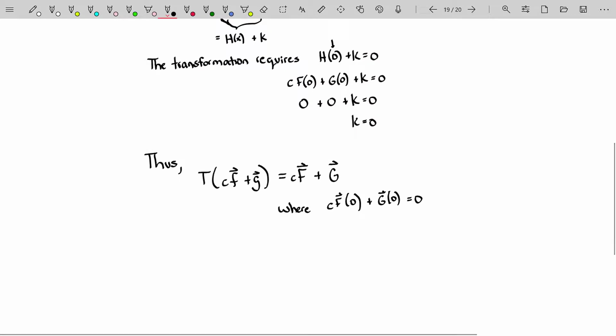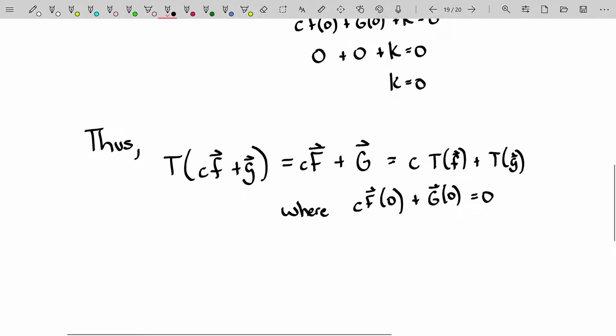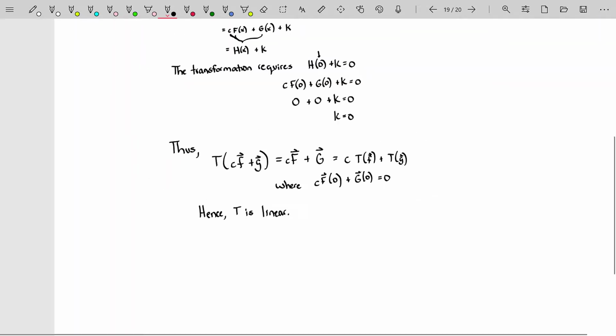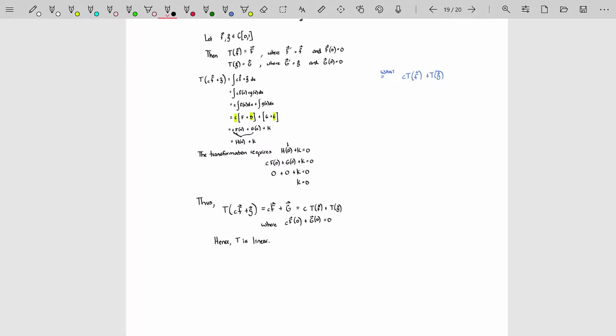And that shows linearity, because this is c of the transformation of little f plus the transformation of little g. And so we have shown the transformation of cf plus g is c transformation of f plus transformation of g. Thus, the transformation is linear. And sorry about that mistake partway into it. I totally forgot about that c sitting there the entire time.